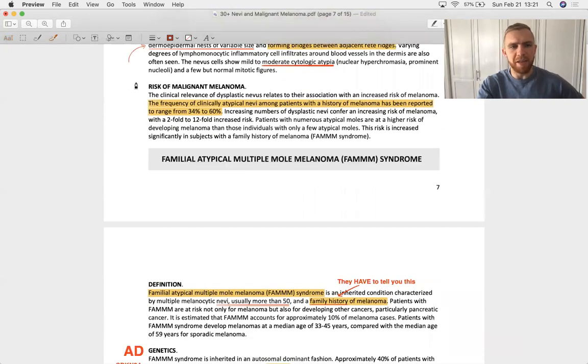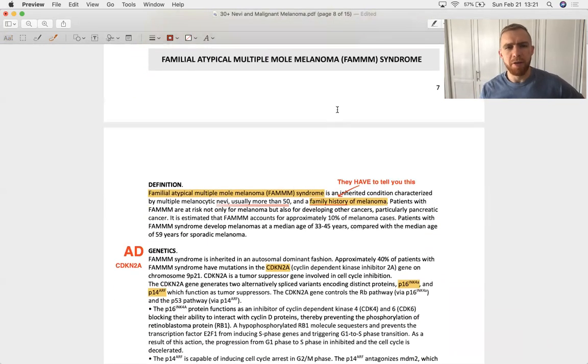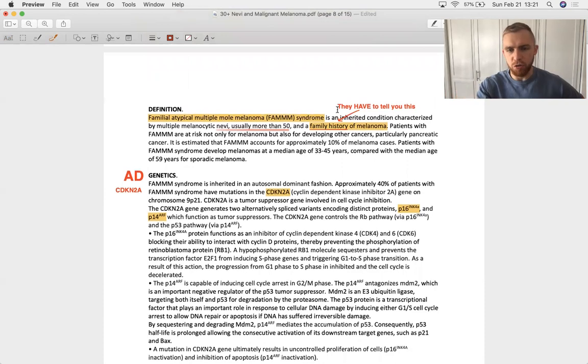And one more time, the dysplastic nevus is the precursor lesion for malignant melanoma. So now there's this FAMMM syndrome, familial atypical multiple mole melanoma. These patients have a family history of melanoma, and they have to tell you that in questions if they want you to diagnose FAMMM.